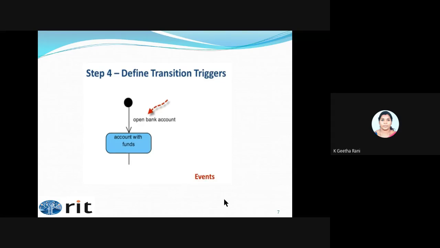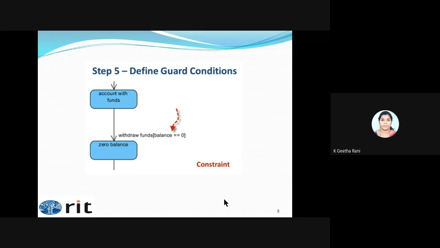And the last step is I have to provide a condition. If there is a condition, I have to provide a guard condition along with my events. How do you represent it? I will be using a square bracket for that. This comes along with my event name. So these are the 5 basic steps to draw the state machine diagram.